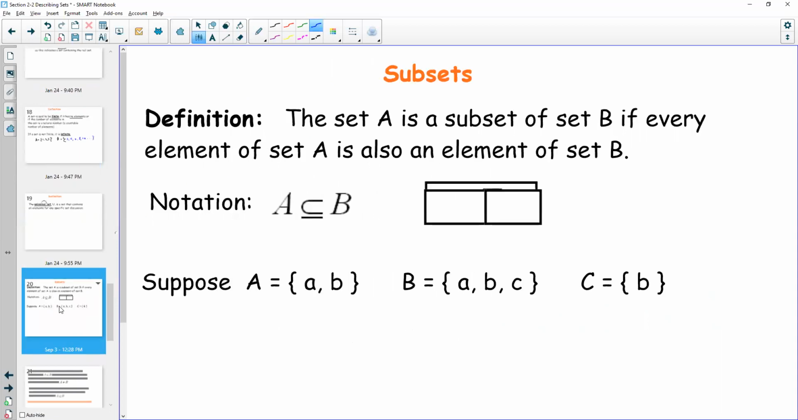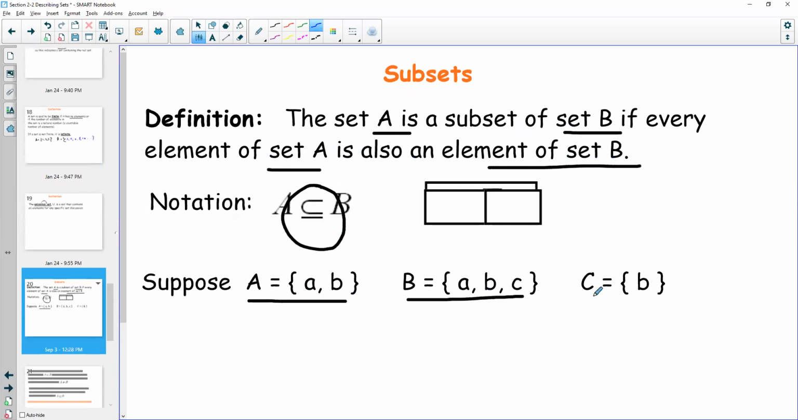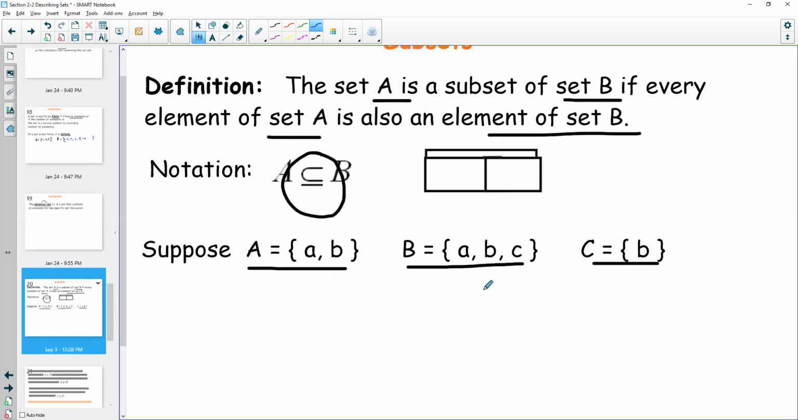All right. This is the other tricky thing in this section. So there is a subset. Set A is a subset of set B if every element in A is also in B. So when we write subset, this is how we write subset, okay? Suppose I have A, I have B, and I have C. Who's a subset of what? Okay, well, let's see. I know that every element inside set A is also in set B, isn't it? So A is a subset of B.